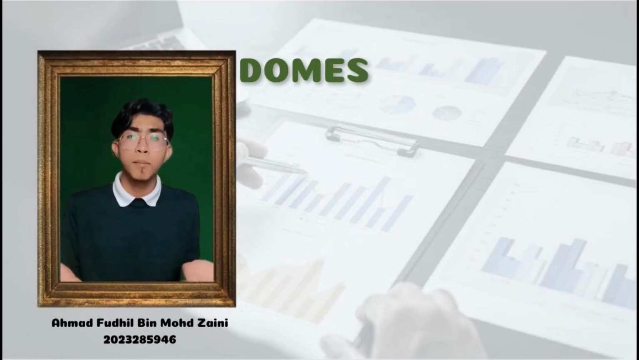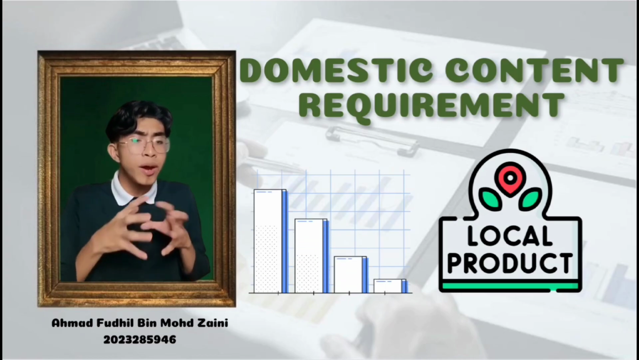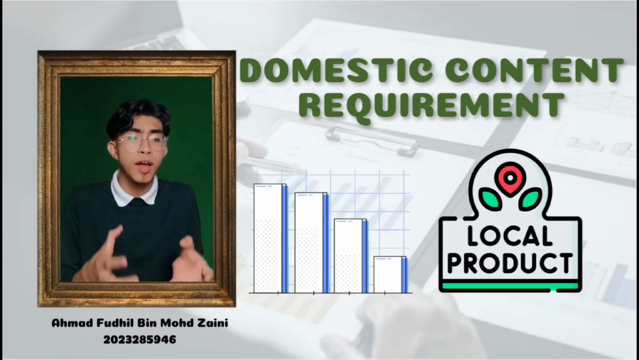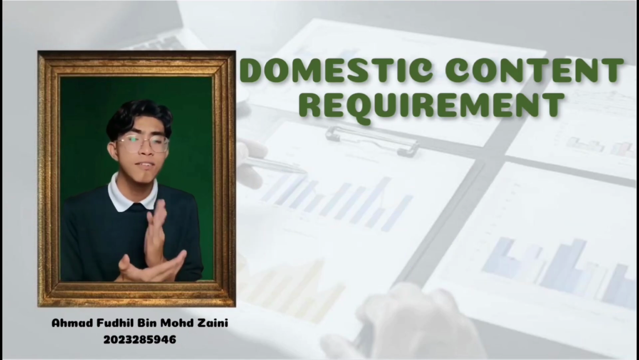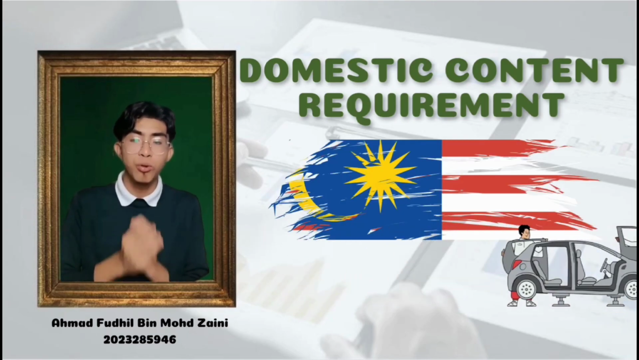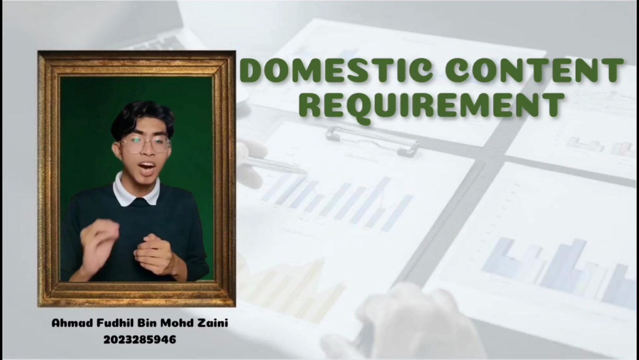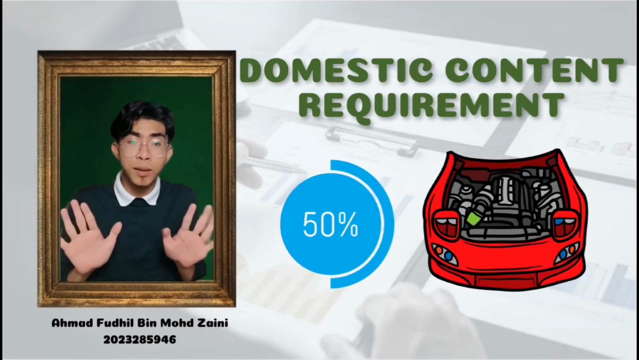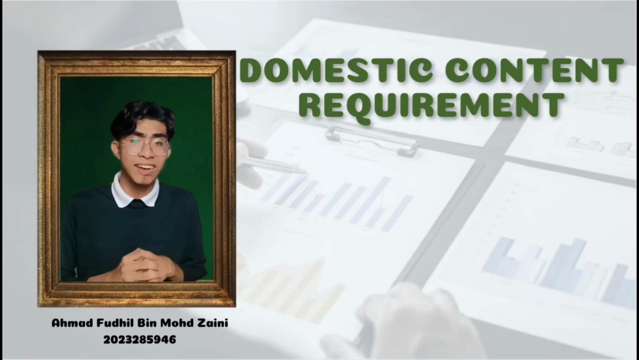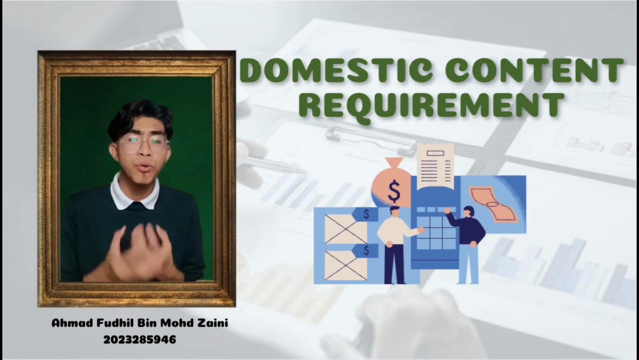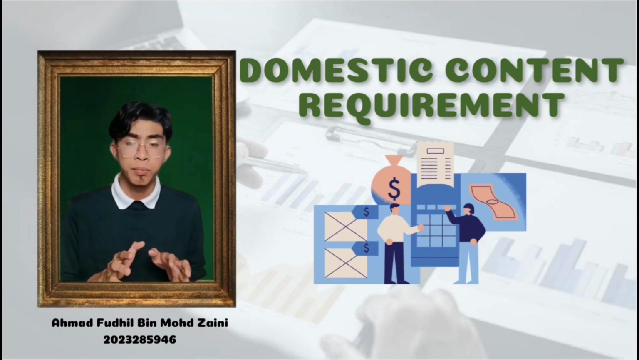Now, let's talk about domestic content requirements. This non-tariff barrier requires that a certain percentage of a product be locally produced to be sold in the country. A great example is Malaysia's automotive industry. To encourage local manufacturing, Malaysian car makers must use at least 50% locally produced parts. While this policy boosts local industry and creates jobs, it can also raise production costs, making products less competitive globally.